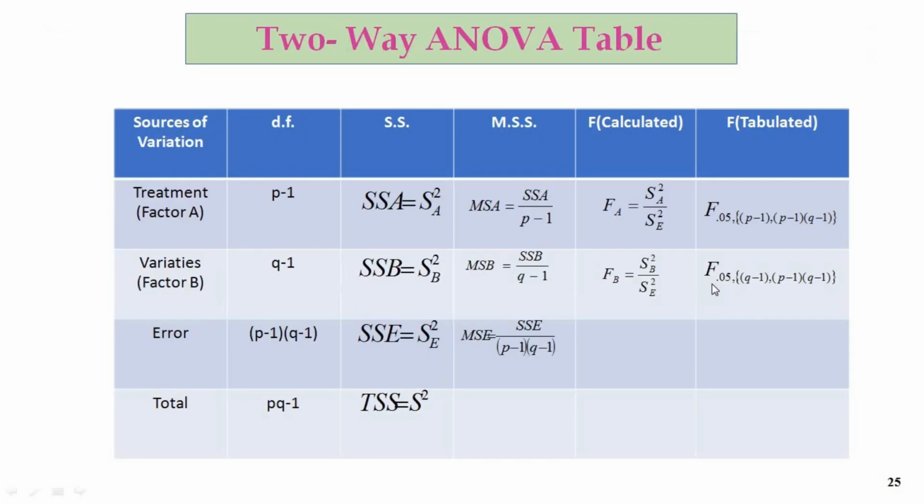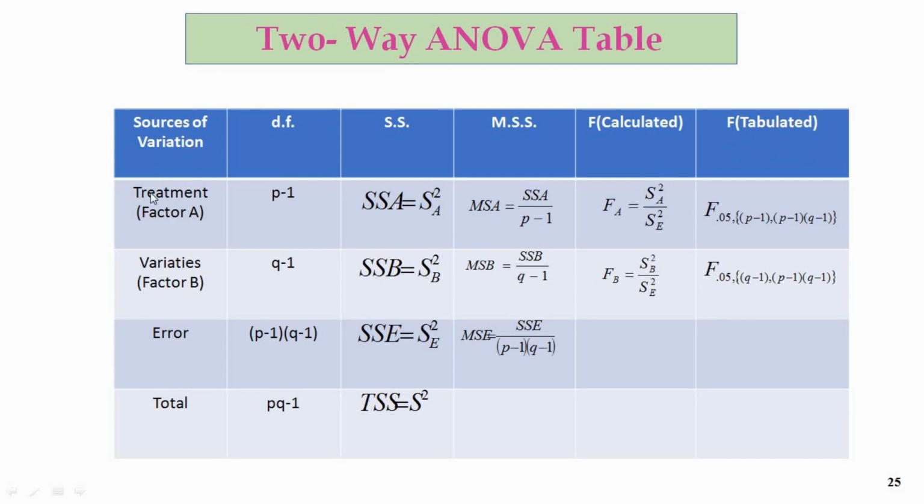Next, this is the two-way analysis of variance table. After doing our statistical analysis, we can prepare this two-way ANOVA table. Here, the first column is the sources of variation, the second column is the degrees of freedom, the third column is the sums of squares, and the fourth column is the mean sums of squares. The fifth column is F calculated, that means the calculated value of F, and the sixth column is F tabulated, that means the tabulated value of F.